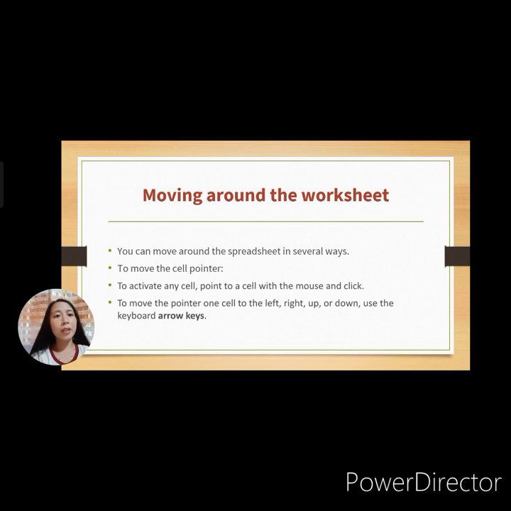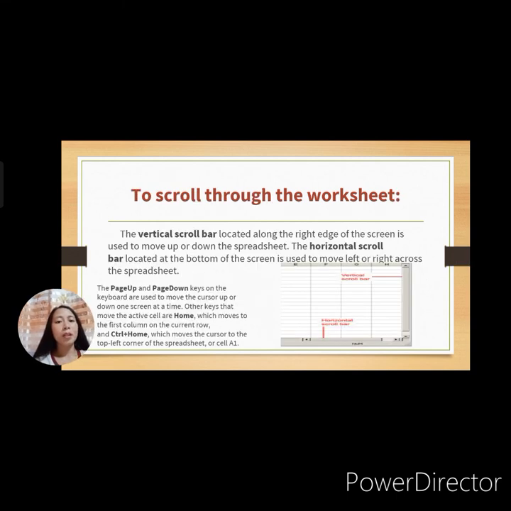So another is moving around the worksheet. You can move around the spreadsheet in several ways. To move the cell pointer, to activate any cell, point to a cell with the mouse and click. To move the pointer one cell to the left, right, up, or down, use the keyboard arrow keys. Another is to scroll through the worksheet.